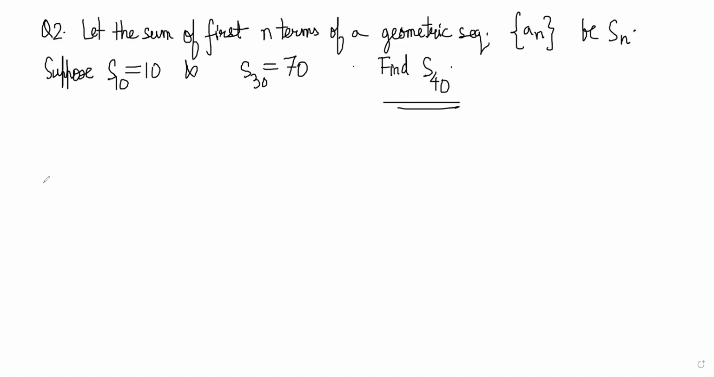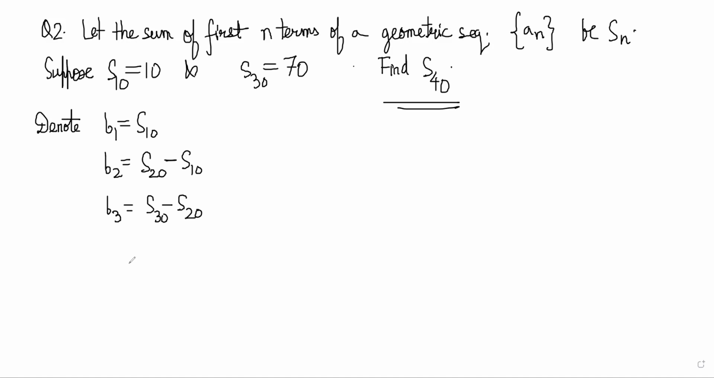It's a very simple question. We know formulas for geometric sequence sum of terms till n. So we can do it pretty easily in a standard way. I'll just outline the solution for you. We can denote B1 is equal to S of 10, B2 is equal to S of 20 minus S of 10, B3 is equal to S of 30 minus S of 20, and B4 is equal to S of 40 minus S of 30. You will see the advantage of doing this.